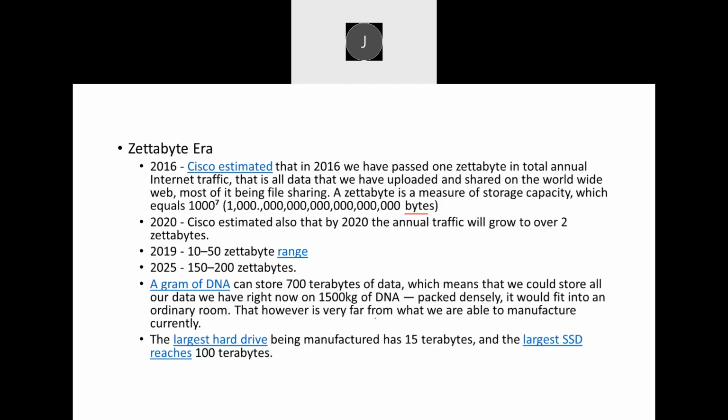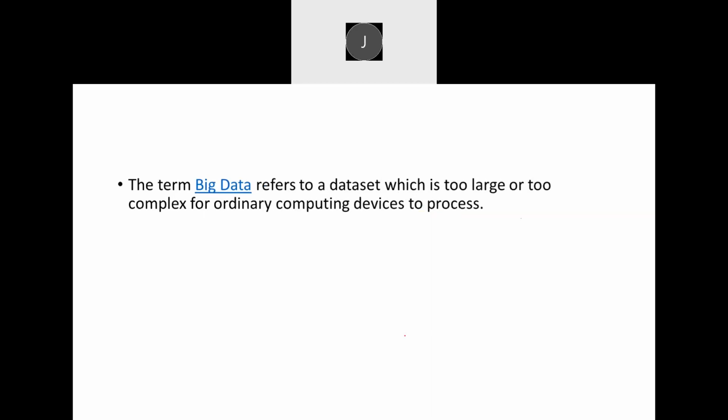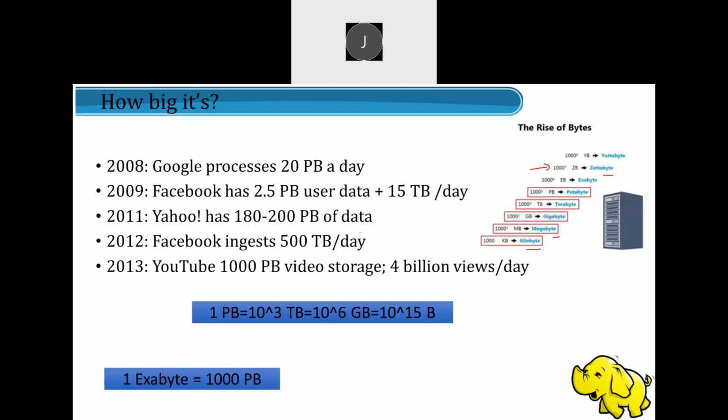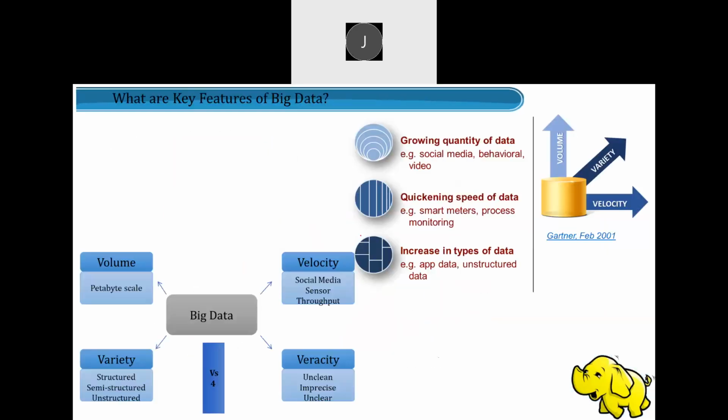So for that we need a distributed architecture. Distributed means you divide the data, store it in different machines, and do the processing likewise. So, what is big data? It refers to a data set which is too large or too complex for ordinary computing devices to process. There are five V's, and data which satisfies these V's is called big data.